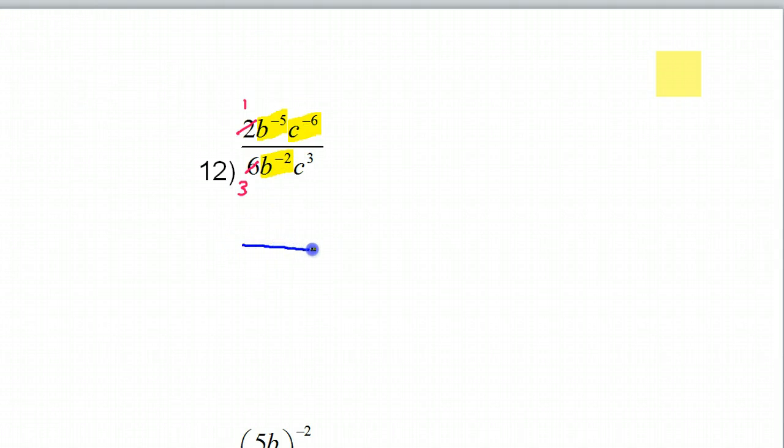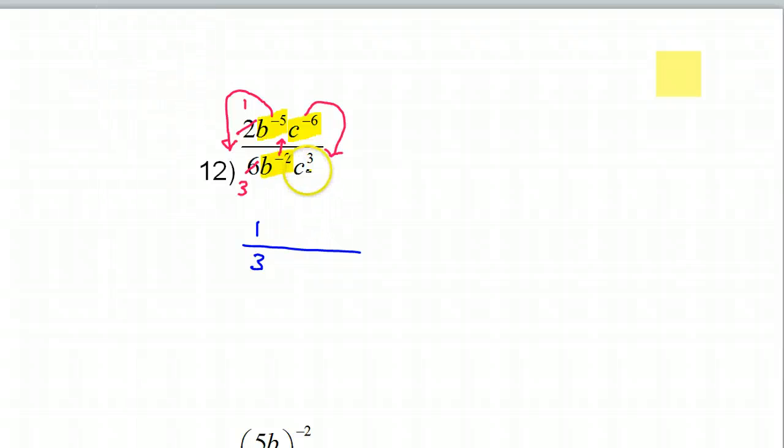Okay, here's what we have so far. So I've got 1/3. Okay, now, so this b to the 2nd power goes up. This is going to go down, and this is going to go down. Okay, so let's get that c. This didn't move, so I'm just going to put that where it was. C to the 3rd power stayed put.